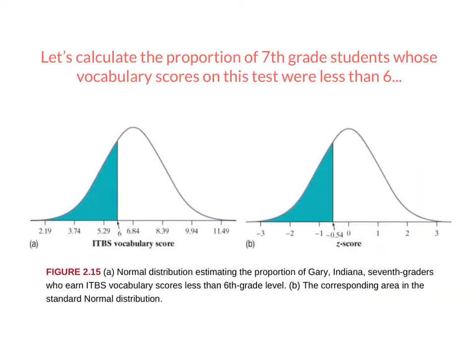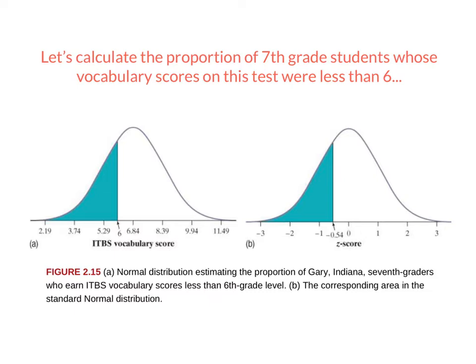So before we start pushing buttons on our calculator, let's put a problem into perspective. Let's say that we want to calculate the proportion of those 7th grade students whose vocabulary scores on that test. Remember that Iowa test? They're from Gary, Indiana, and so on. Let's actually find the proportion of kids who took that test that scored less than a 6th grade level. So that's where they scored less than 6.